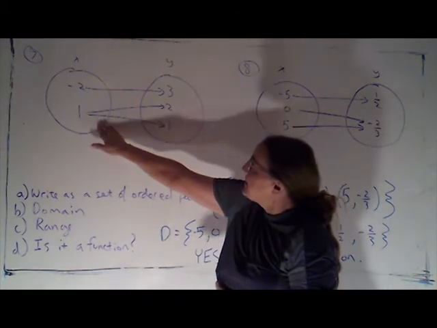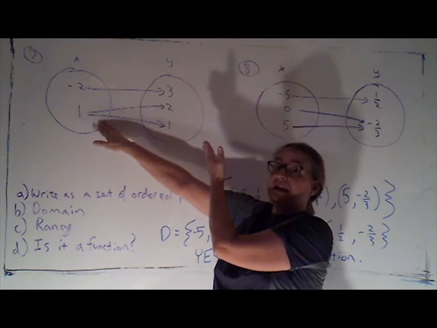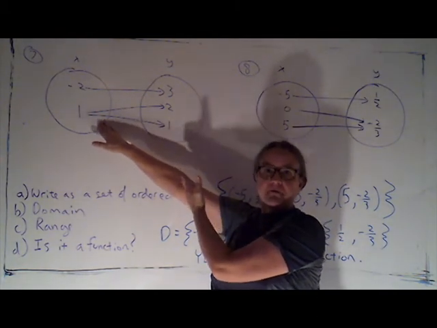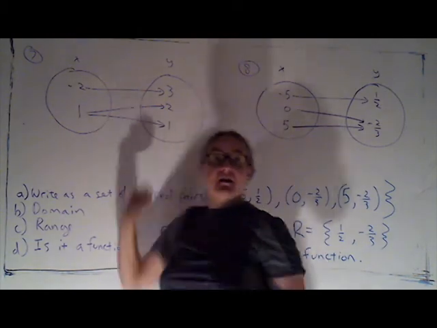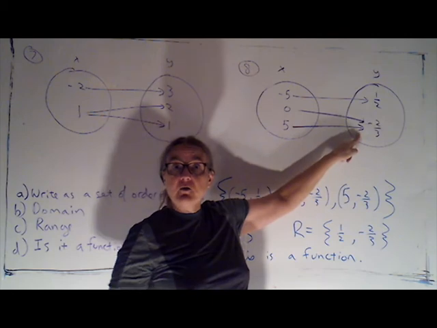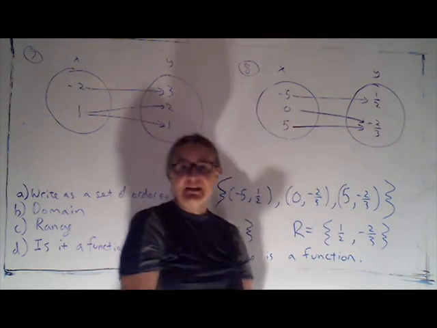So something like this, where there are 2 arrows pointing away from the same x value, is going to violate the rule for being a function, so that it's not. 2 arrows like this that are pointing to the same y value, that's just 2 different inputs that give me the same output. That's perfectly acceptable.